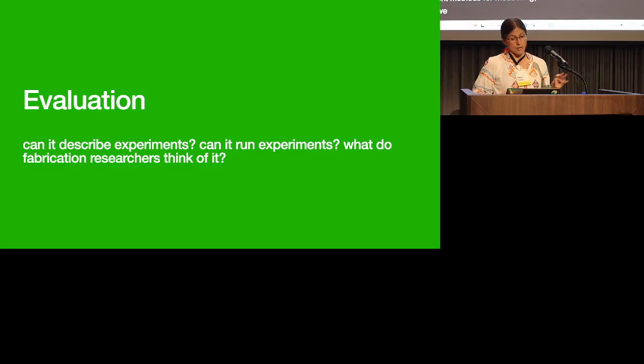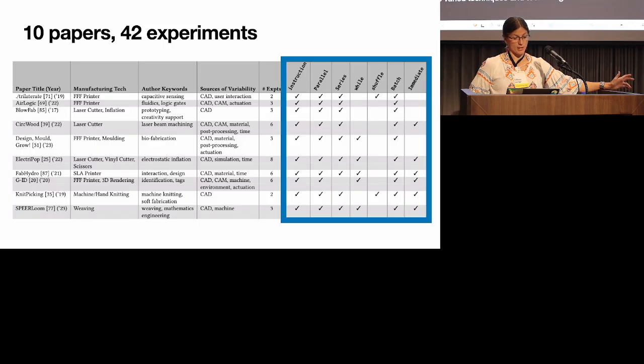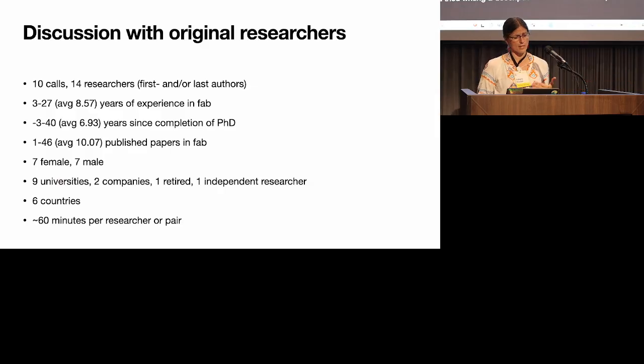After building FEDT, we wanted to determine whether it could describe and run experiments, as well as get thoughts about it from varied fabrication researchers. I see some of you in the room, by the way. We used FEDT to model 42 fabrication experiments from 10 different papers, which leverage varied techniques and technologies. We went through the papers and tried writing a description in FEDT for each experiment that we came across. We were able to model all the experiments that we encountered, and we used every feature that we included in the language. We then spoke to the original researchers from these 10 papers.